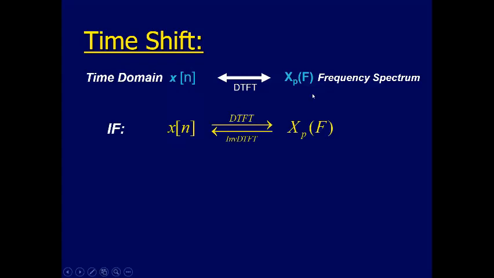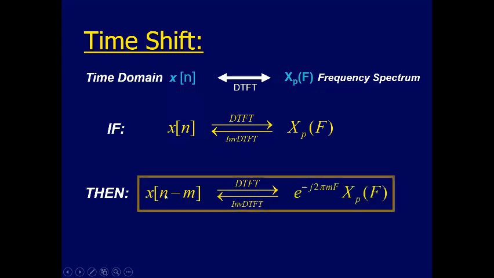If x sub n's transform is x of f, then if we time shift x sub n, if we delay it by m, its Fourier transform is multiplied by e to the minus j 2 pi m f, where capital F is our digital frequency, m is the amount that we delayed, and if we have a delay n minus m, we have an e to the minus j argument. If we have a time advance, we have an e to the plus j argument.